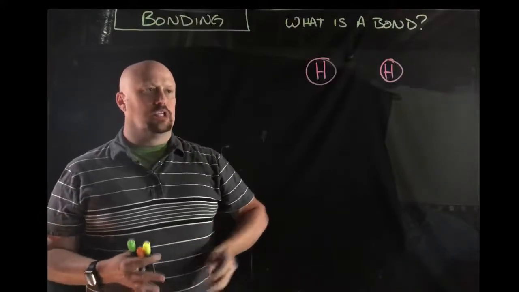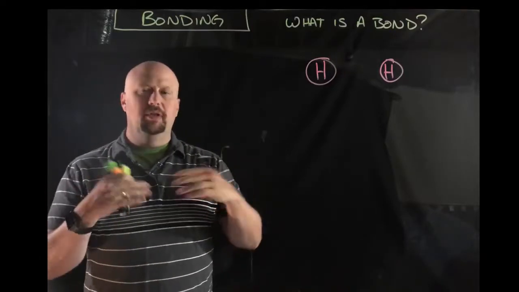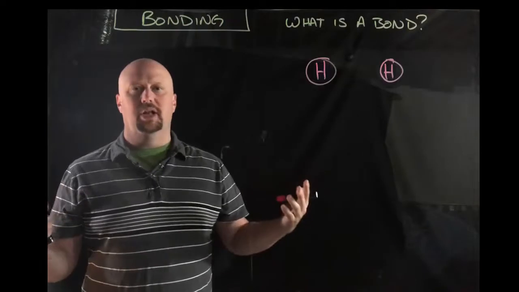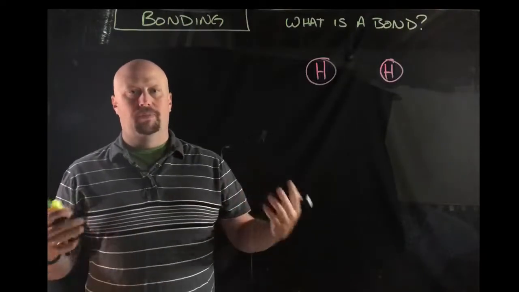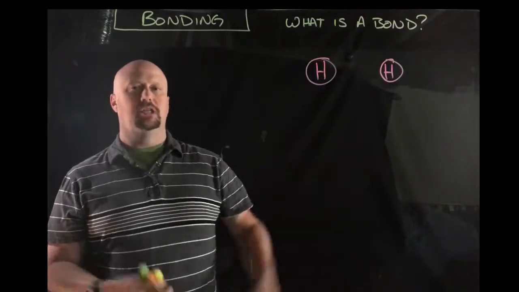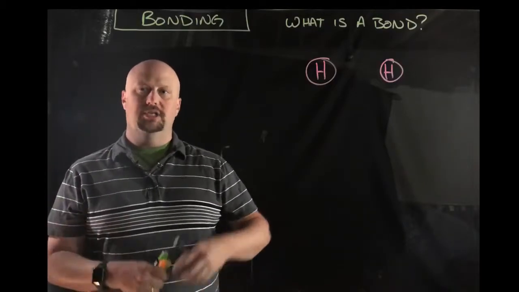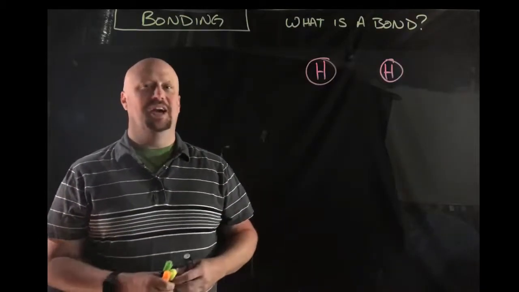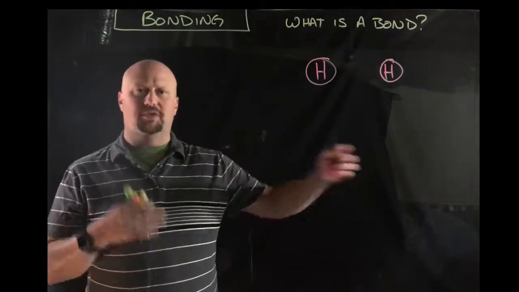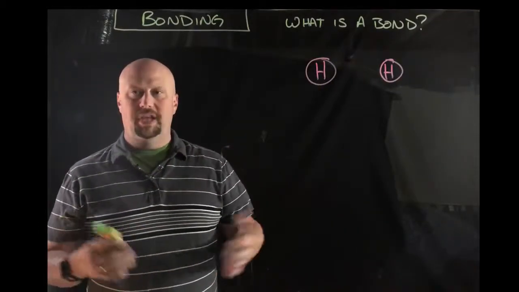Kiddos, in this video we're going to talk a little bit more about bonding. Specifically, we're going to go a little deeper into what a bond is and why a bond forms. Since elementary school, middle school, and freshman classes in high school, you've talked about ionic bonds and covalent bonds. In covalent bonds, electrons are shared. In ionic bonds, electrons are transferred from one atom to another, and I get a cation and an anion, and then I get electromagnetic attraction, all of that jazz.